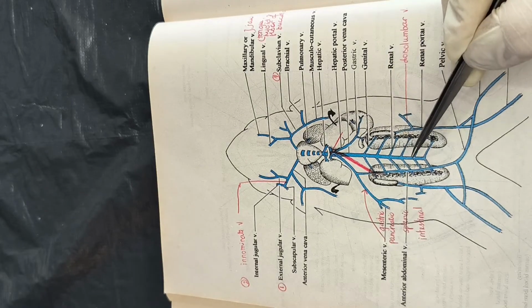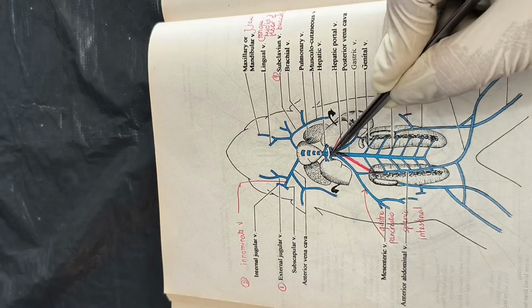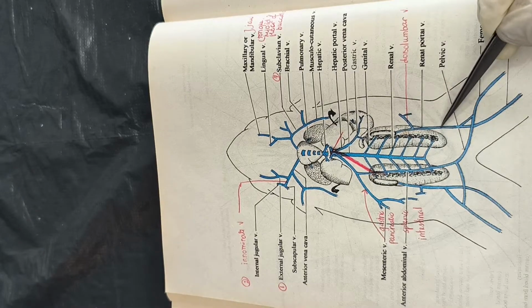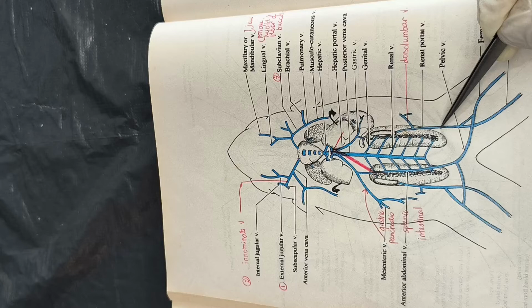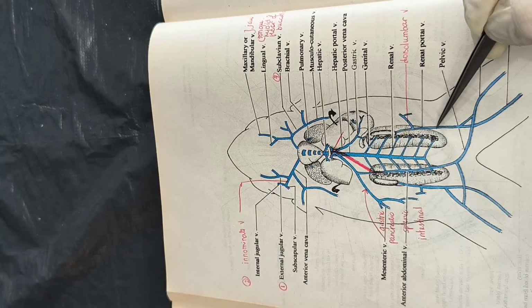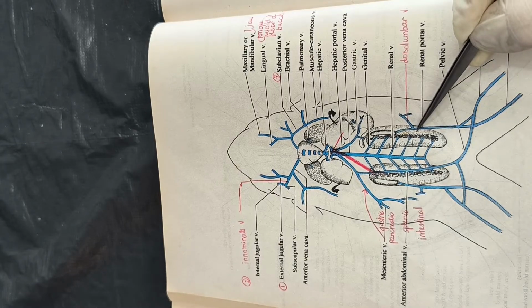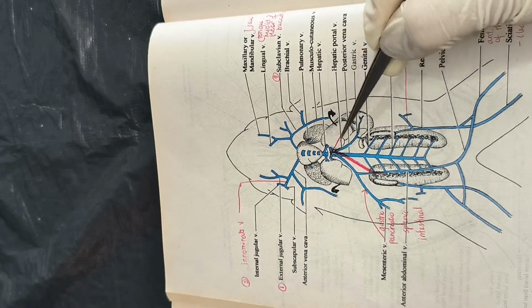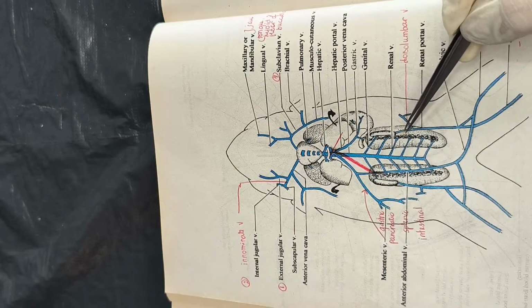Then we have the portal circulation. Again, it involves the hepatic portal vein and the renal portal vein. When we say portal circulation, it means that before blood goes back to the heart, it has to pass through two capillary beds: the capillary bed of the organ being drained, and when we say renal portal, blood has to pass through the kidney. And when we say hepatic portal, it has to pass through the liver before going back to the heart.